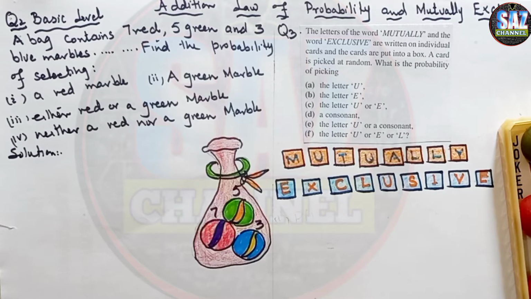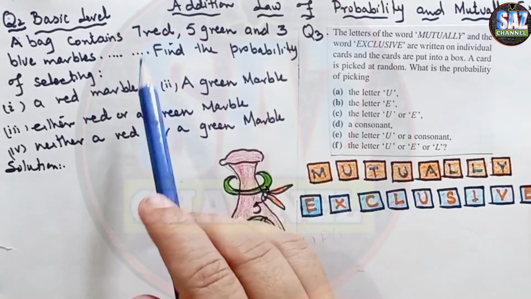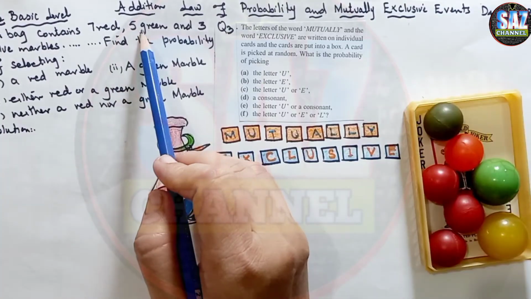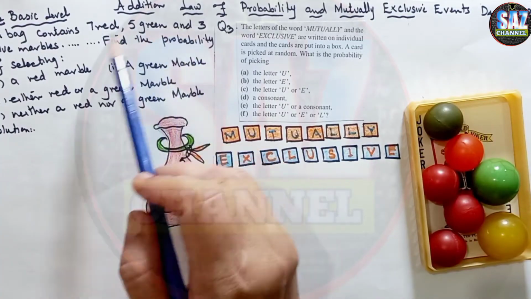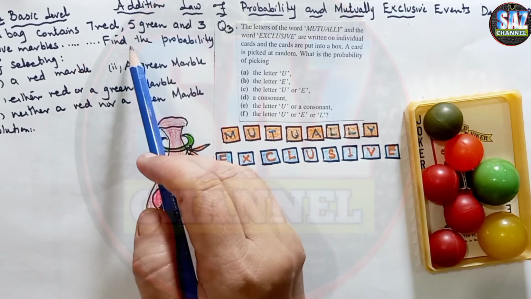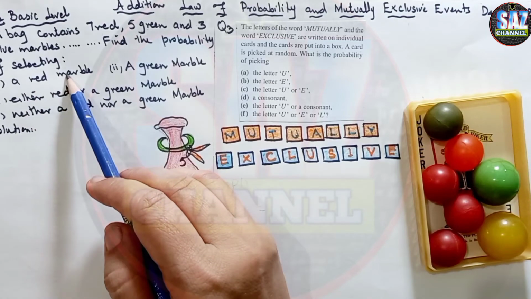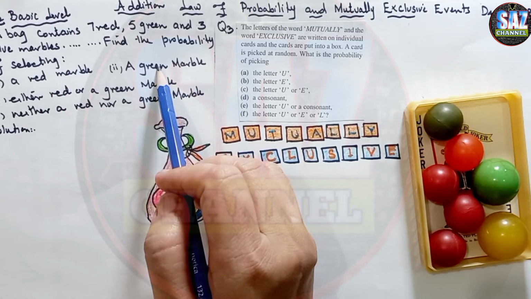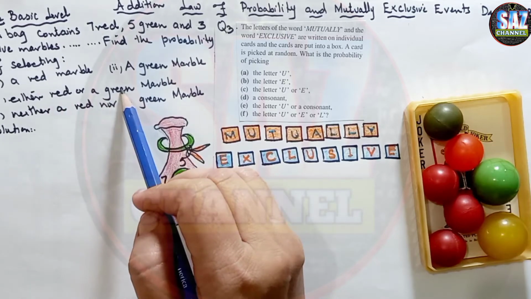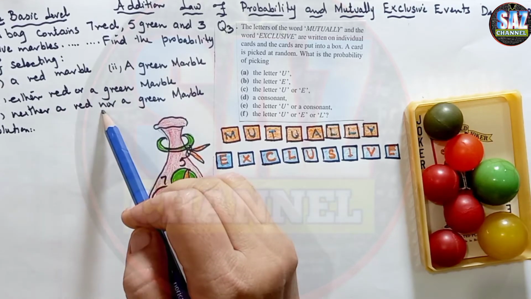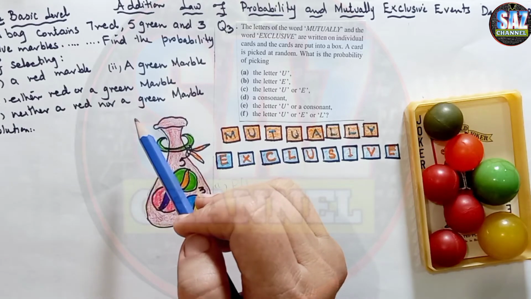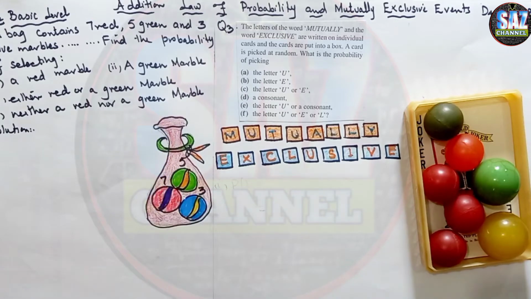And it's really important, students, to read, understand, and underline important terms of the question. Let's read the question together. Question 2 says, a bag contains 7 red, 5 green, and 3 blue marbles. A marble is selected at random from the bag. Find the probability that the selected marble is a red marble, a green marble, either a red or a green marble, neither a red nor a green marble. So let's move to the solution of the question.